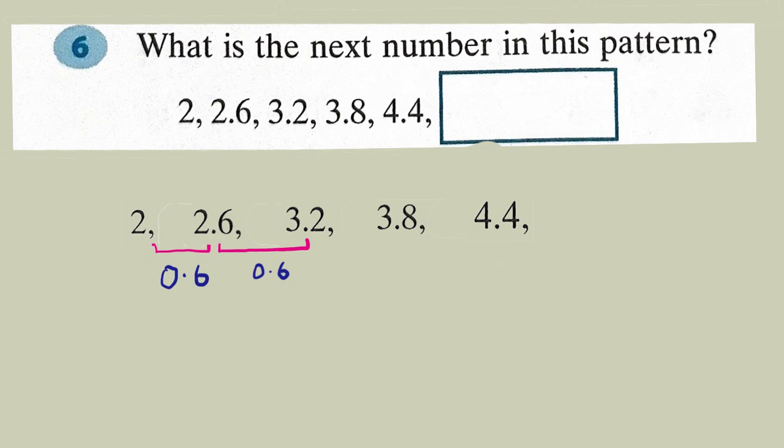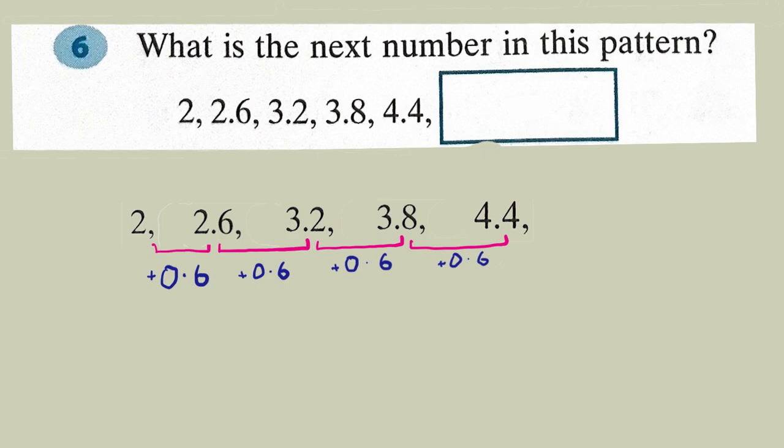I can now see that there is a pattern in here. Each number differs by 0.6, and try the last one too, and that'll be 0.6. So by adding 0.6 to each number, we will get the next number.